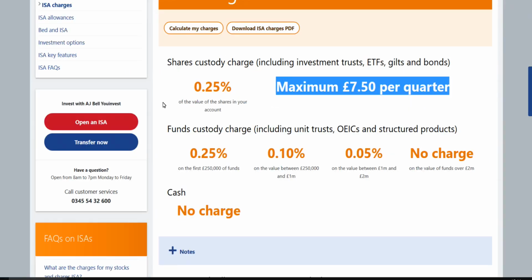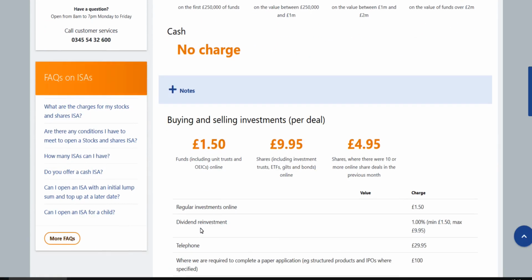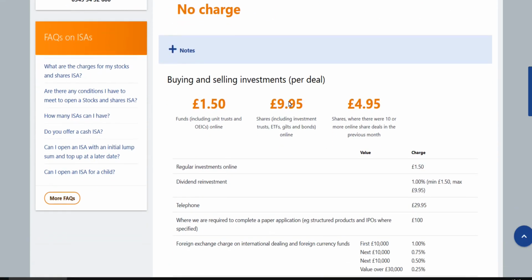And then for AJ Bell, very similar charging structure in terms of how it works. The numbers are just all a little bit lower though. So 0.25% instead of 0.45, 0.1, 0.05 between 1 million and 2 million. So very similar. And then instead of £11.95, it's £9.95 to do the trades in shares, ETFs. It says gilts and bonds there as well.